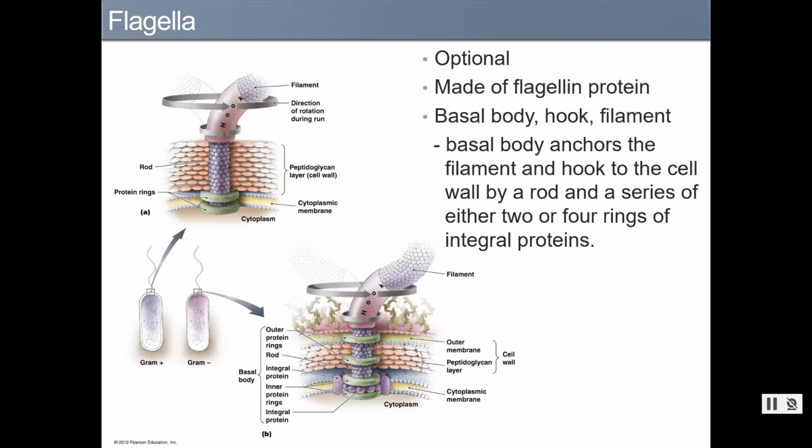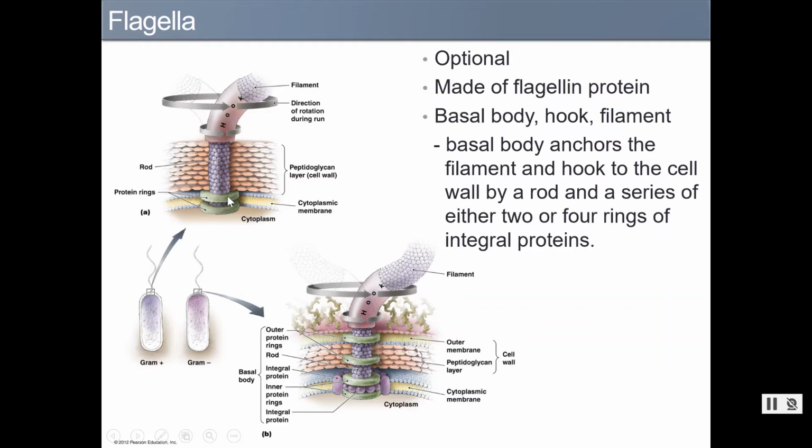Prokaryotic flagella, again, not all bacteria have them, so it's still an optional structure. If they have it, they will either always have it or at least the ability to make one. Some bacteria produce flagella at different points in their life, depending on their environment. They're made up of flagellin protein. They're made up of three areas. One is the body, and this is what anchors the cell into the cell wall.